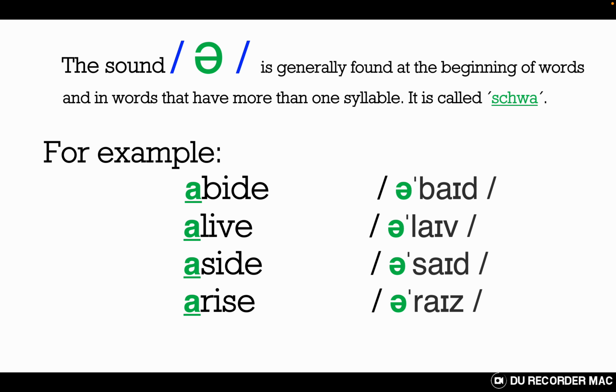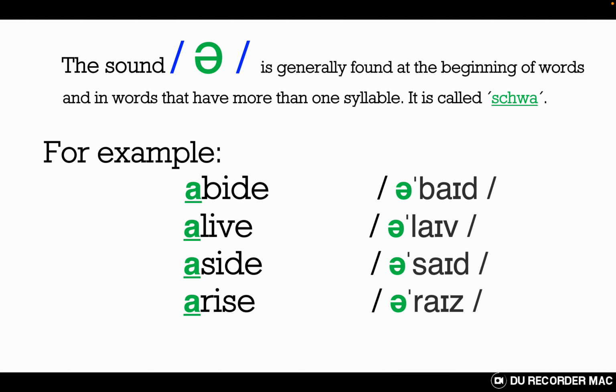The first word is abide. The second word, alive. The third word, aside. The last word, arise. So let's pronounce after me. Abide, alive, aside, arise.